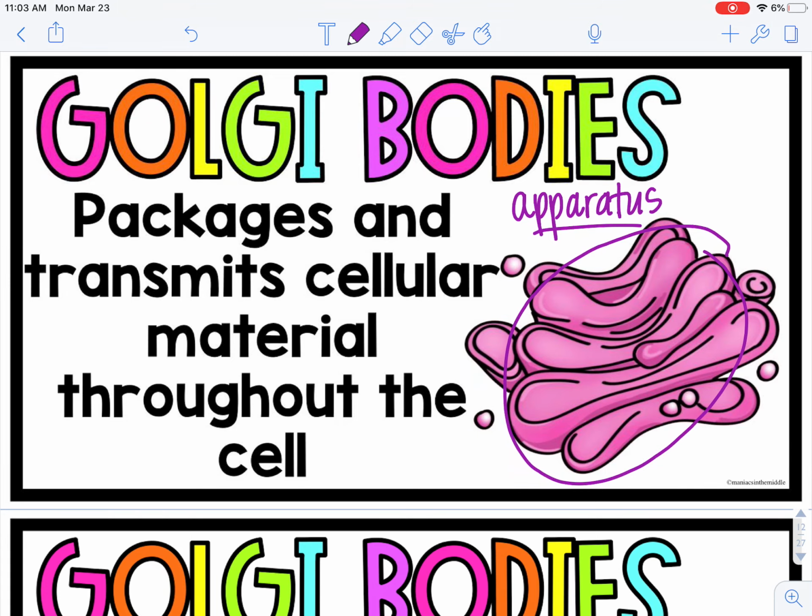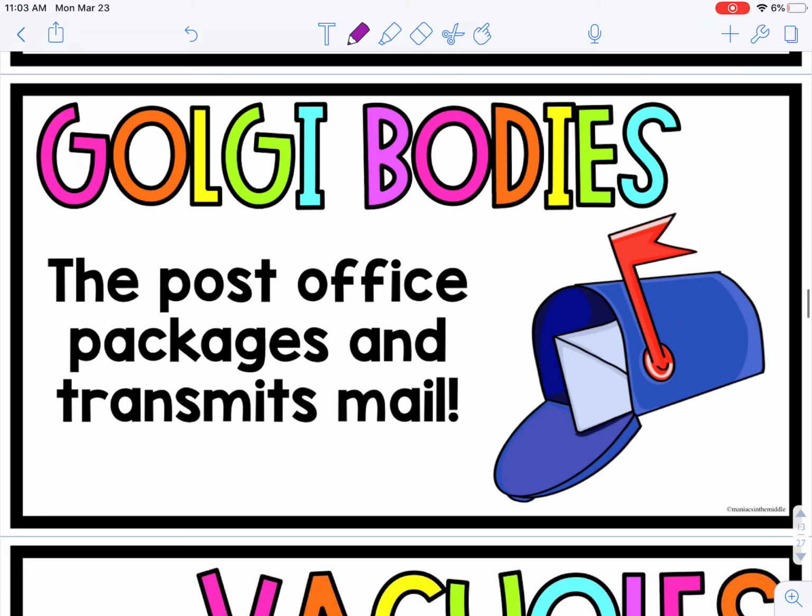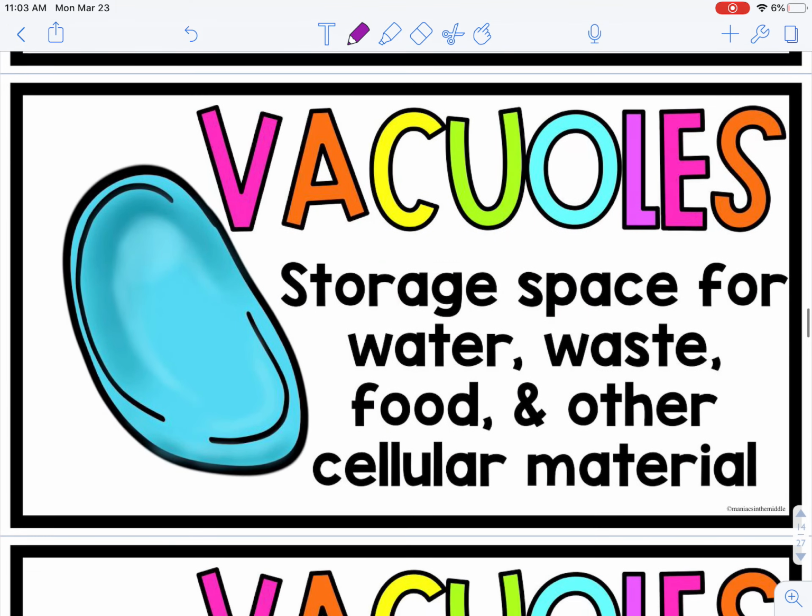And I like to think of it as the Amazon of the cell, or the post office. So think of a post office or Amazon. They're packaging and transmitting mail or packages out into the cell, whatever you order. Amazon takes it, packages it up, and sends it on to where it needs to go. So the Golgi bodies are doing the exact same thing, making sure proteins and nutrients and other cellular materials get to the correct place.